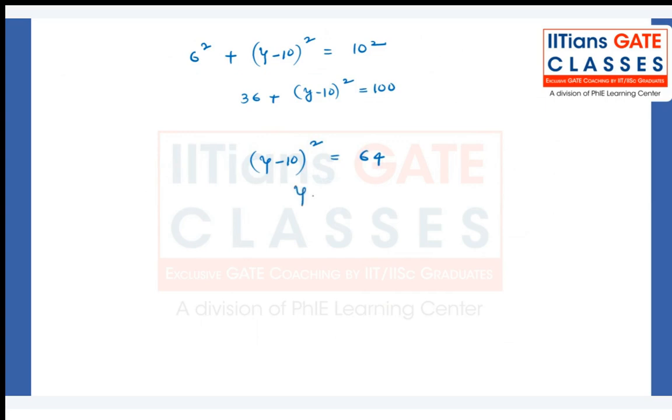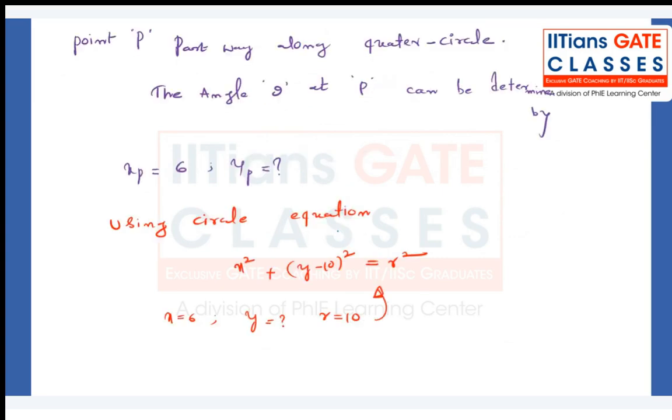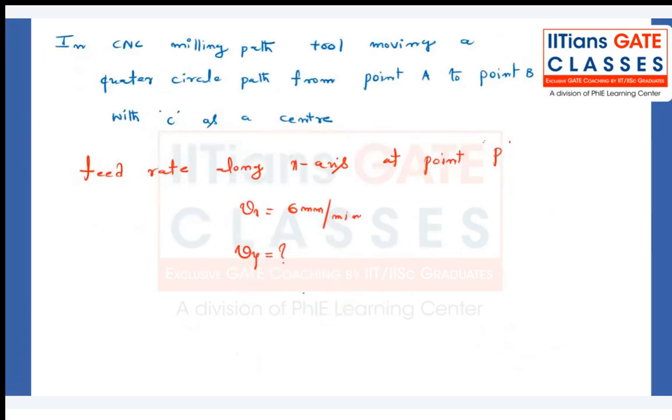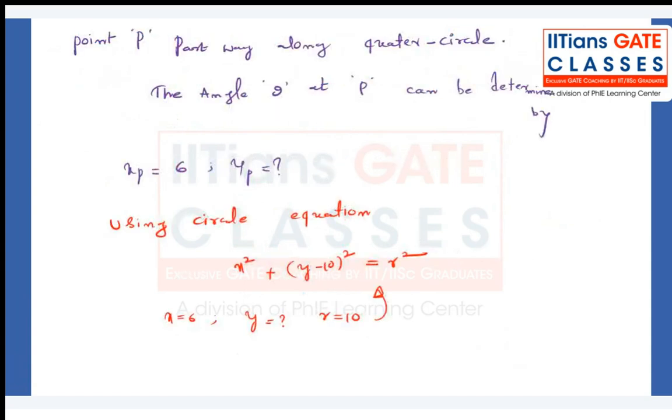Now y minus 10 is equal to plus or minus 8, isn't it? So y equal to 18. Clear, everybody? Now this could be plus or minus, but here P is above the x coordinate, that is why it is plus only.